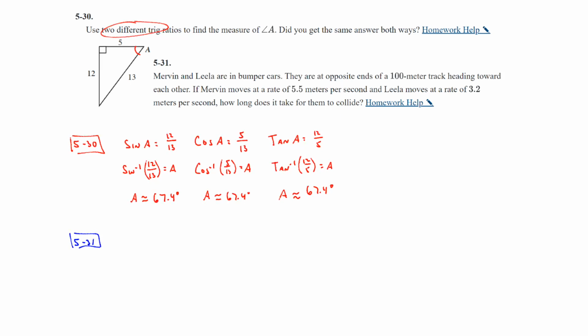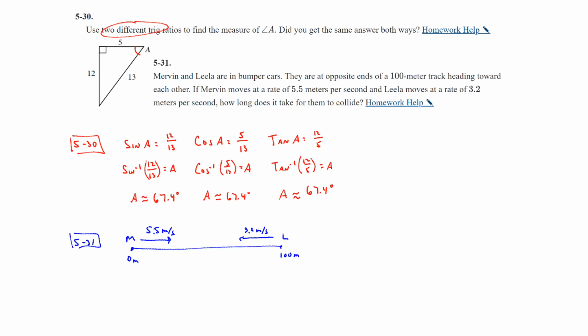All right, let's draw a little picture to help us see what's happening here. So we have 100 meters, so this is 0, and then over here would be 100. We have Mervin starting at 0 and Leela starting at 100 meters. They're heading towards each other. Leela is traveling 3.2 meters per second. Mervin is traveling at 5.5 meters per second.